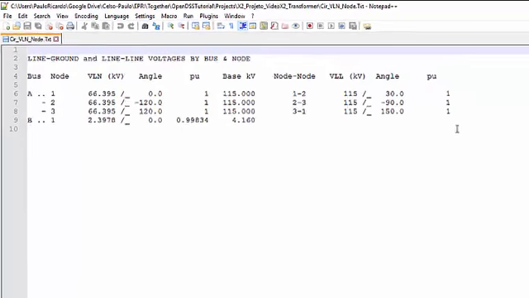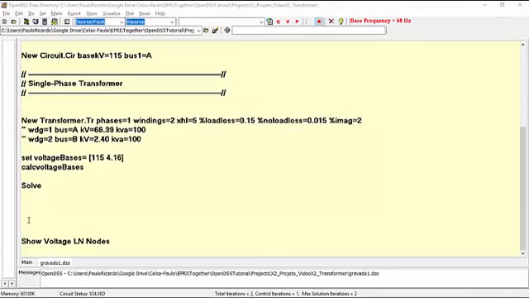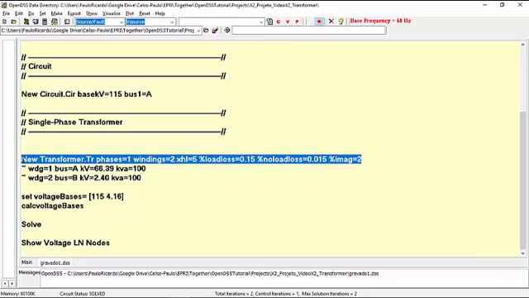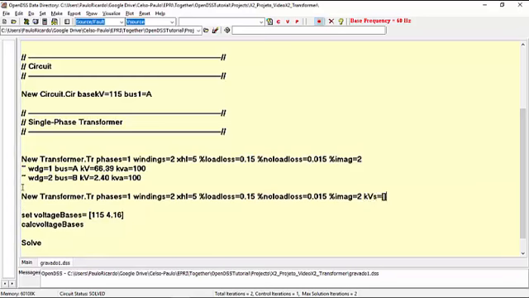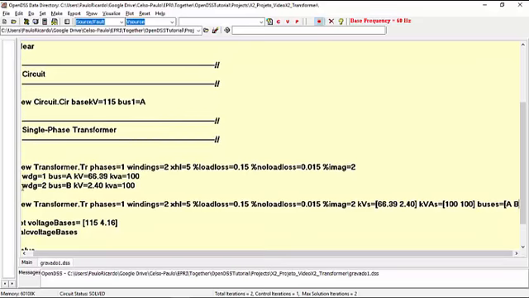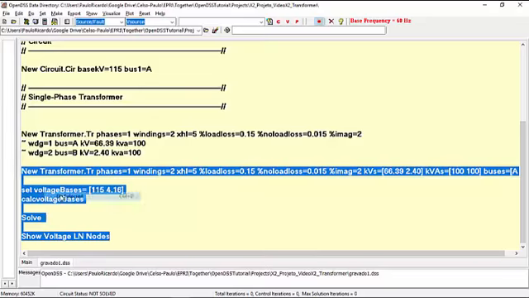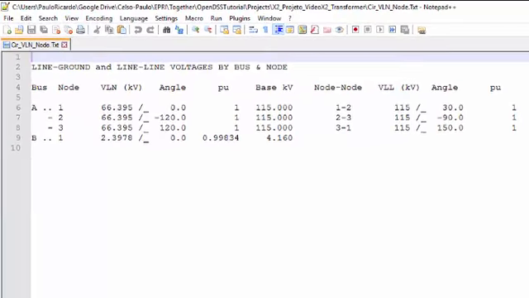Another way of specifying the windings of a transformer is by using the parameters kVs, kVAs, and buses. In each of those parameters, we need to set two values, the first and the second one for the first and the second winding, respectively. As you can see, we get the same results.